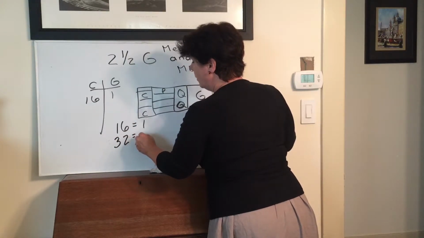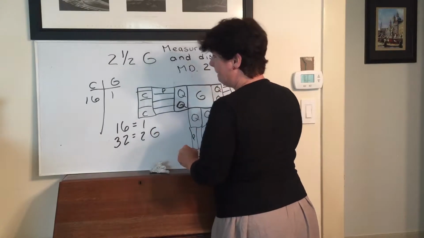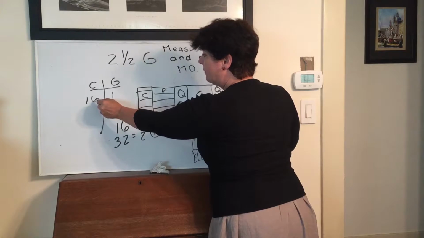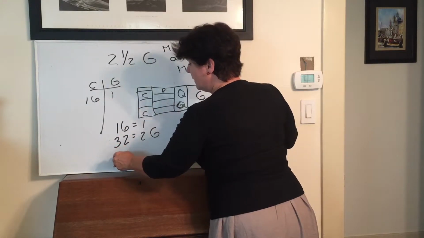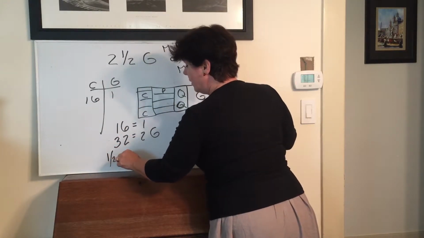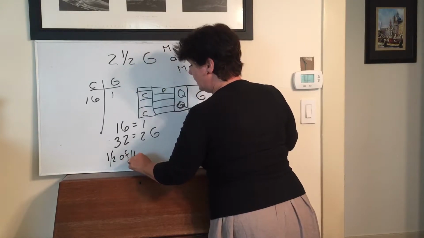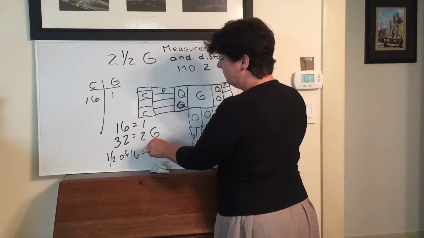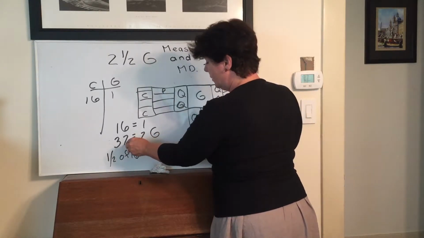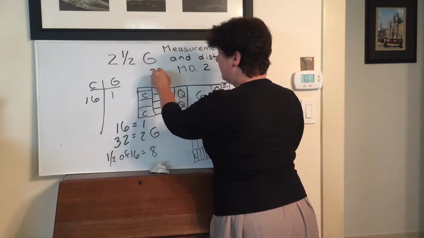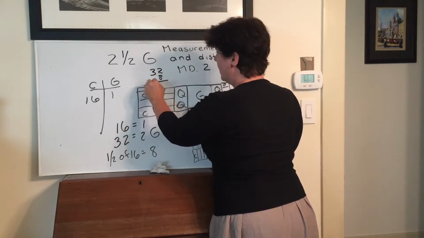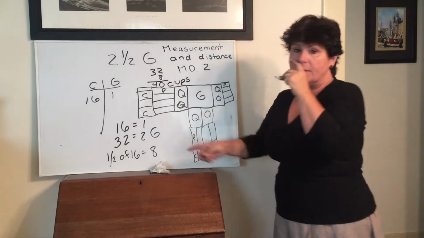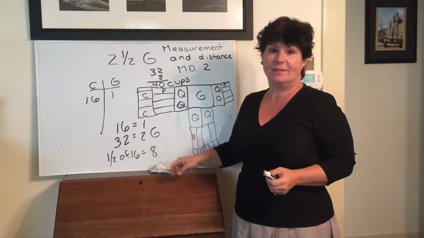32, 2 gallons. And he needs 1/2 gallon, which would be 1/2 of this. And 1/2 of 16 is 8. Add that to his 32 cups. 32 cups plus 8 cups is 40 cups. And I would want them to label what each number represented.